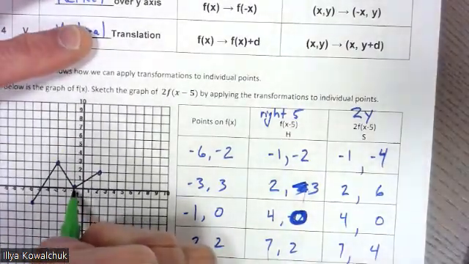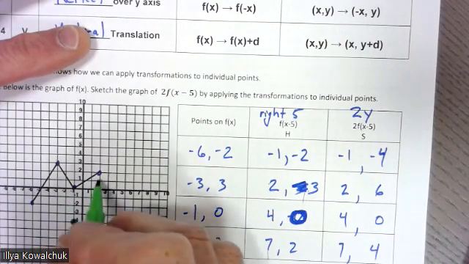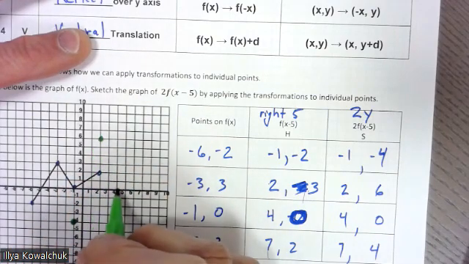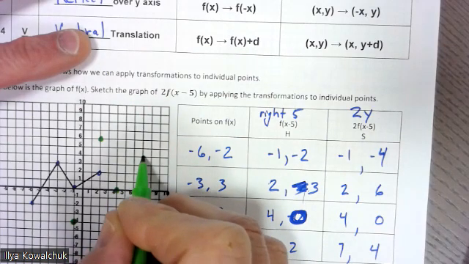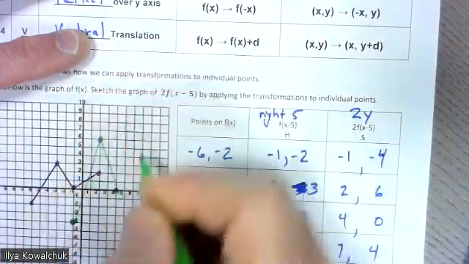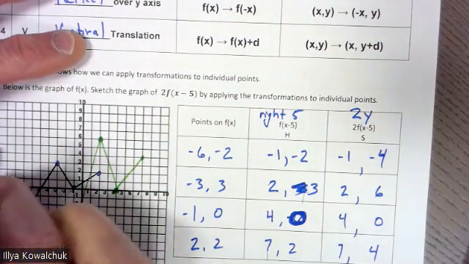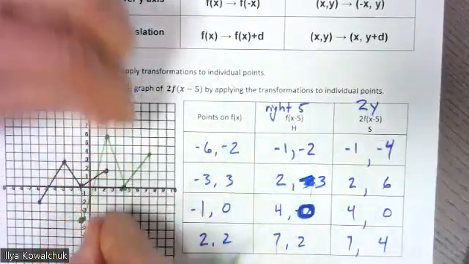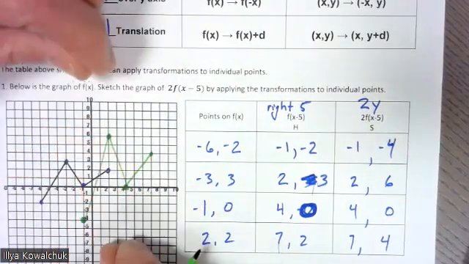So we go -1, down 4, over 2, up 6, over 4, up 0, and over 7, up 4. Okay, so there was a right shift of 5 and a vertical stretch where we stretch all of the points away from the x-axis by a factor of 2.